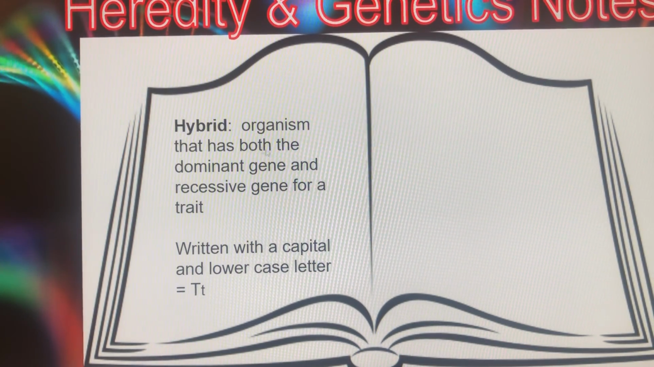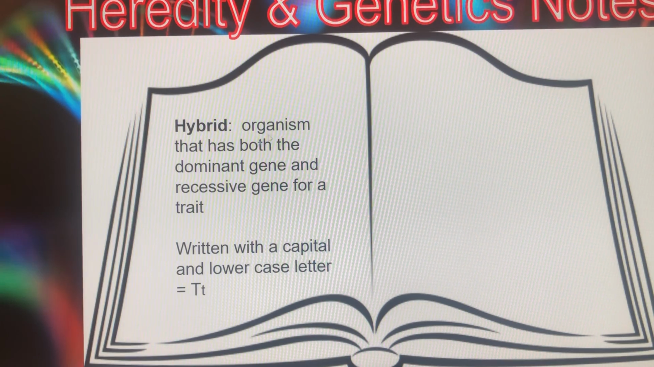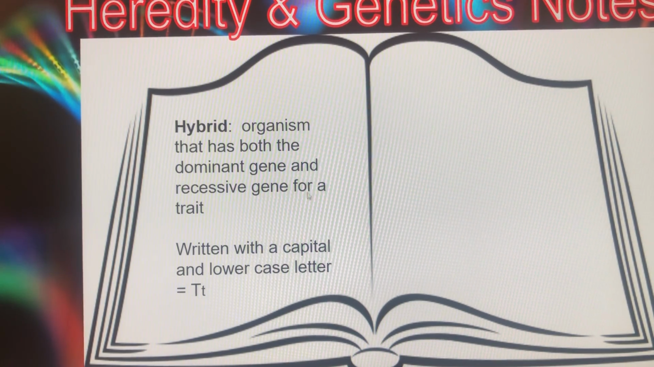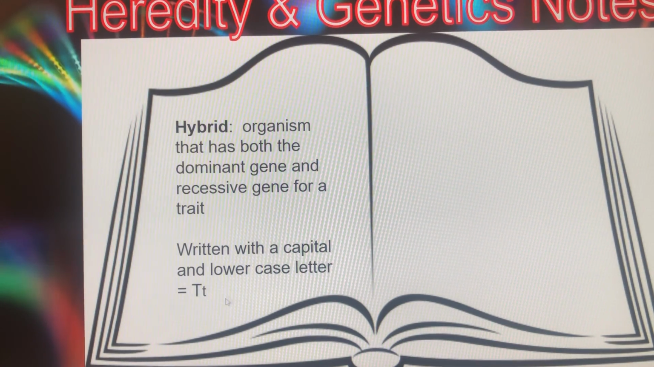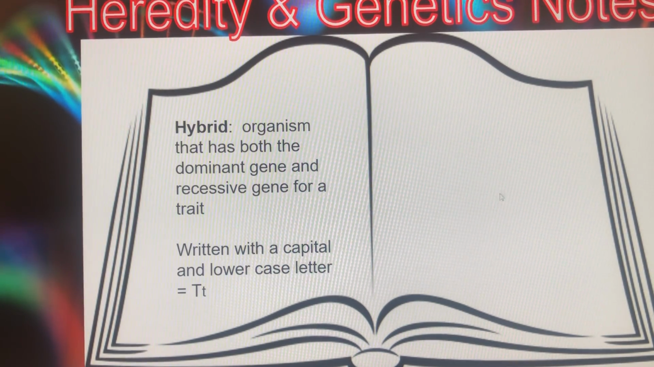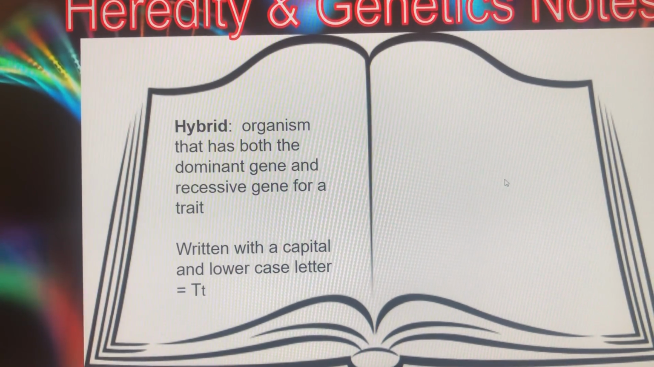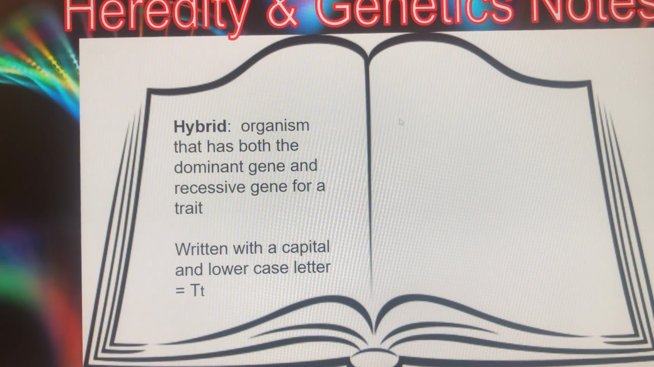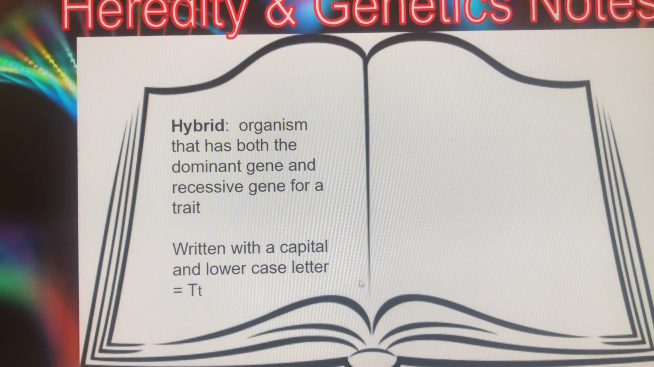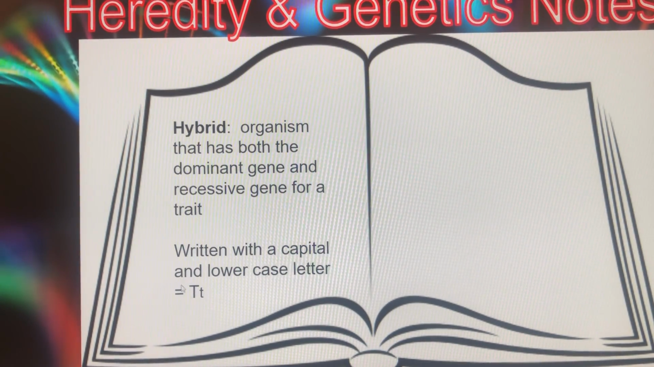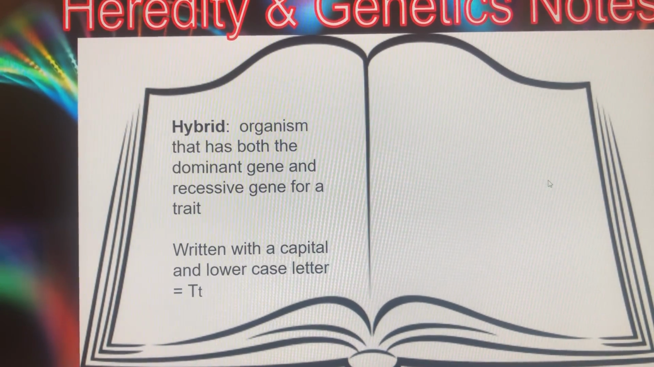For your ISN entry today, please write down hybrid. It's the organism that has both the dominant gene and recessive gene for a trait, written with the capital and lowercase letter. An example would be an uppercase T and a lowercase t. We will use other letters when we are writing down whether it's a dominant or recessive, but at this time, I'm just using T as an example.